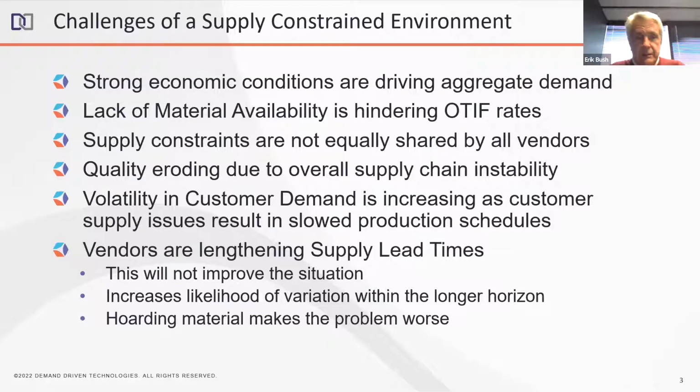We also see that the supply constraints are not shared equally, meaning that certain segments seem to be doing much better than others. Obviously, the most notable one that you hear about all the time is chip shortages, really impacting automotive. But in other industries, certain materials are becoming more problematic than others. And so that imbalance is part of the dimension that we need to be understanding and dealing with, because that's going to affect not only your own supply situation, but your customers.